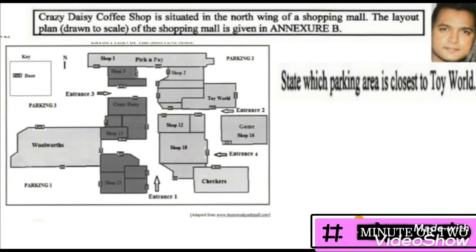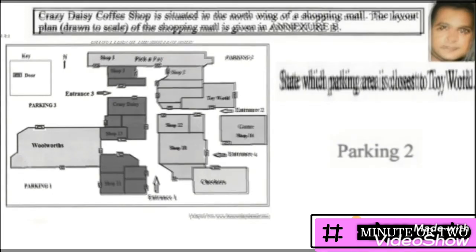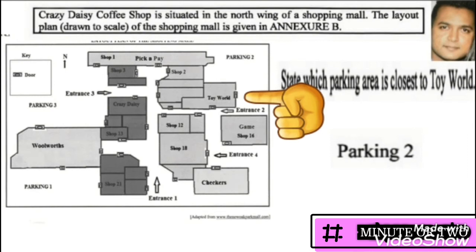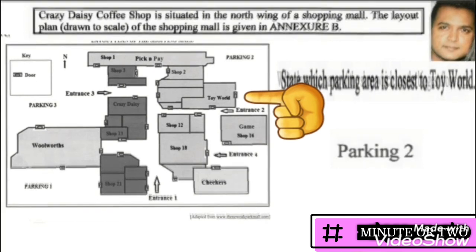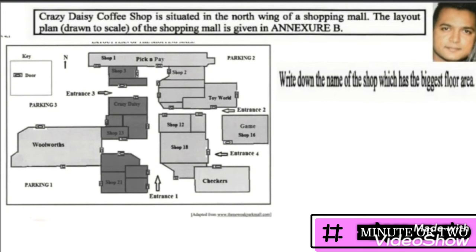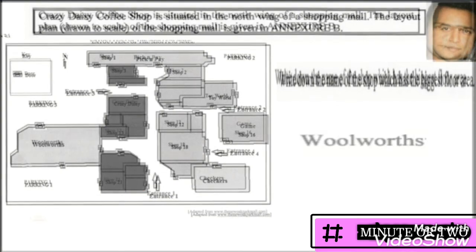In this question we are given a layout of a shopping mall, and we are asked to state which parking area is closest to Toy World. If you look at the top right hand corner, you'll find Toy World toward this particular area, and right at the top there is written parking area 2. Write down the name of the shop that has the biggest floor area. Now by looking at this diagram you can clearly see that Woolworths stands out as being the biggest on this diagram, so this would obviously be your answer.